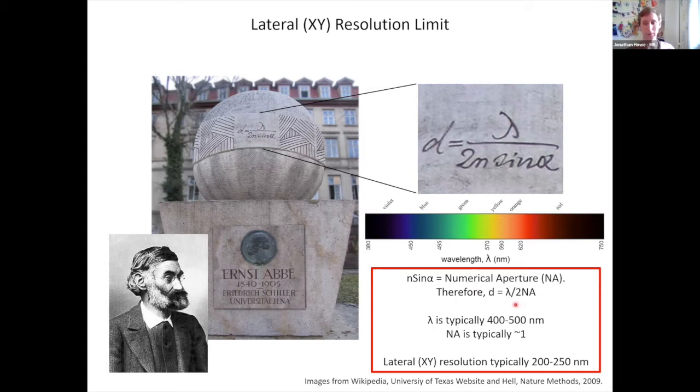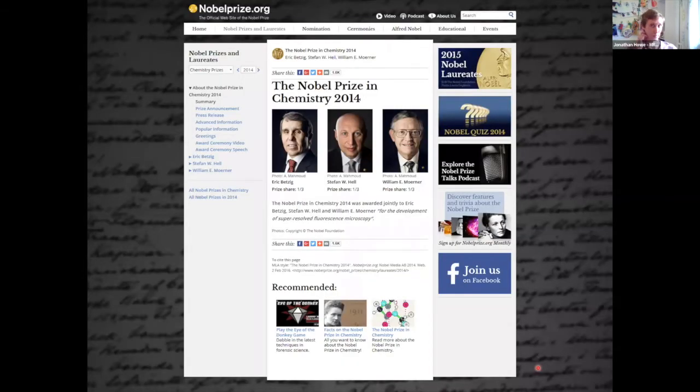And if we put some numbers into this, so typically in light microscopy, the shortest wavelengths that you would use are in the 400 to 500 nanometer range. And the NA is often in the order of 1. Sometimes it's a bit less, sometimes it's a bit more, typically around 1. And if you put those two values into this equation, you end up with the lateral resolution of around 200 to 250 nanometers. And if you wish to exceed that, you need to do super-resolution microscopy, or EM.